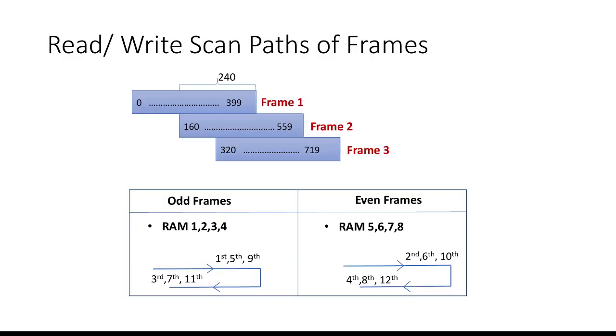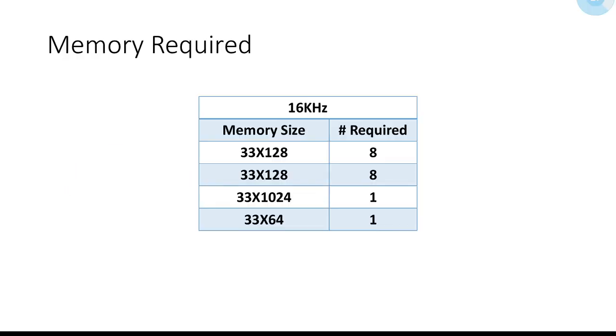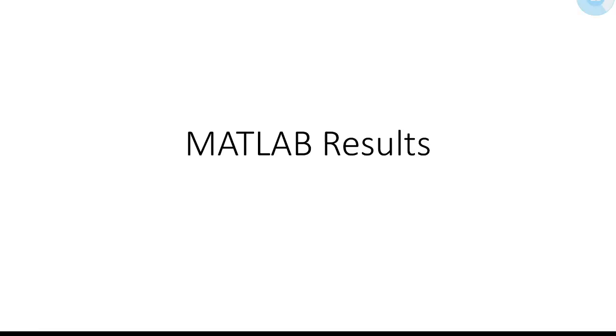Frame order in the memory location for each frame is shown, and it also indicates how memory is reused for storing overlapped frames. Read and write scan paths of frames are shown, and they also indicate how memory is reused for storing overlapped frames without increasing additional memory and clock count. Memory requirement for the design is shown. MATLAB results for comparison will be discussed in the next slide.